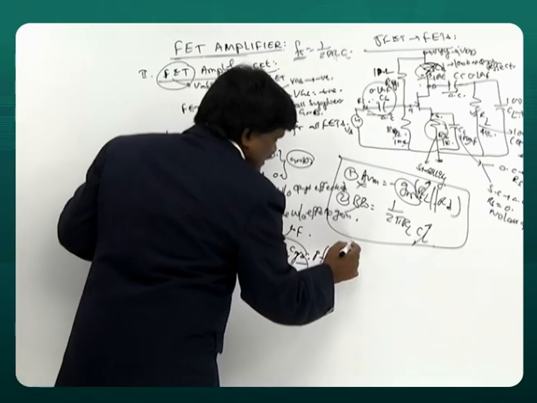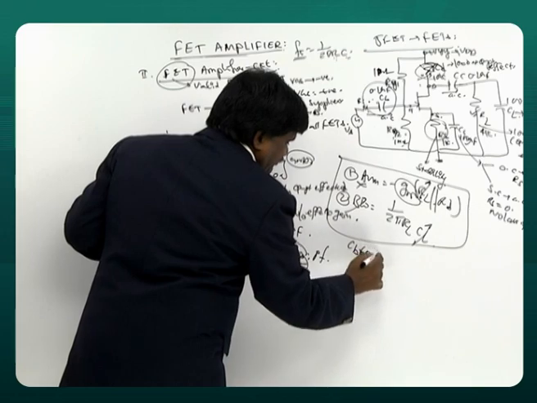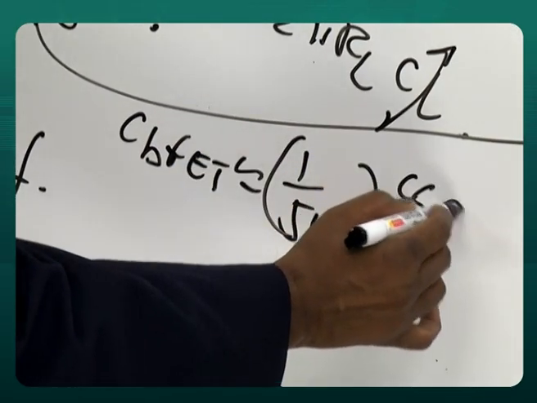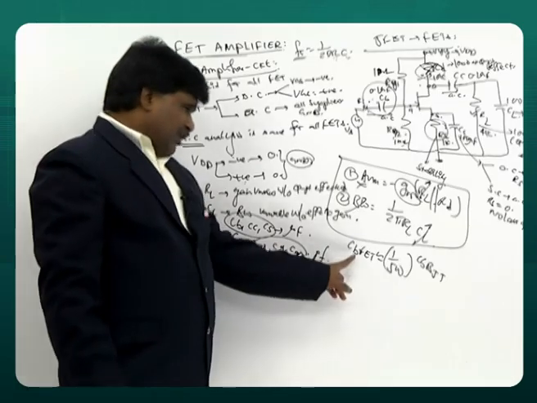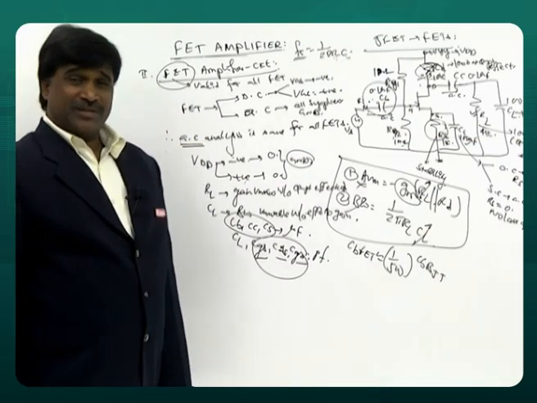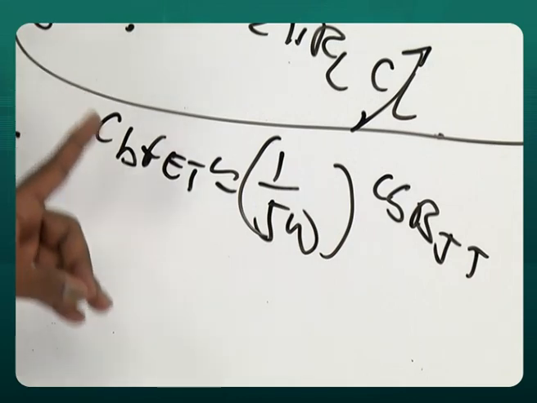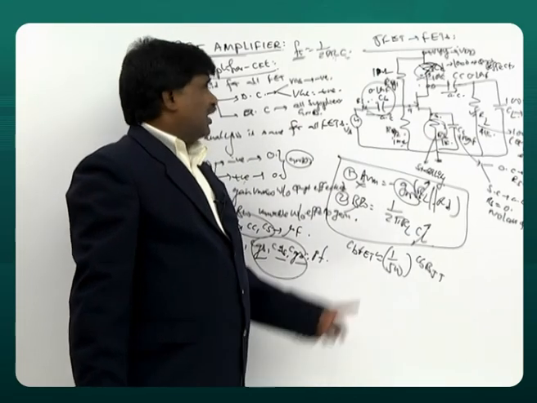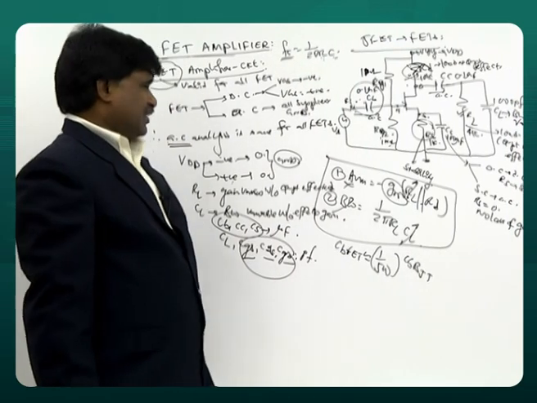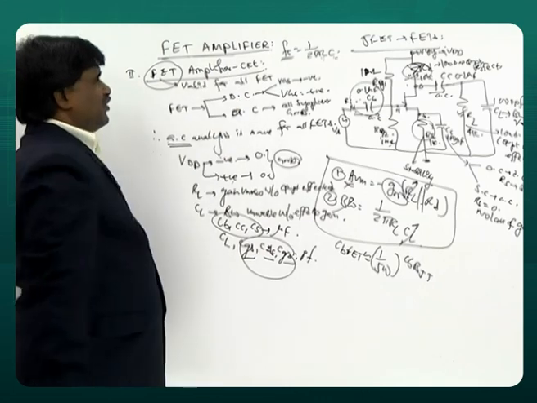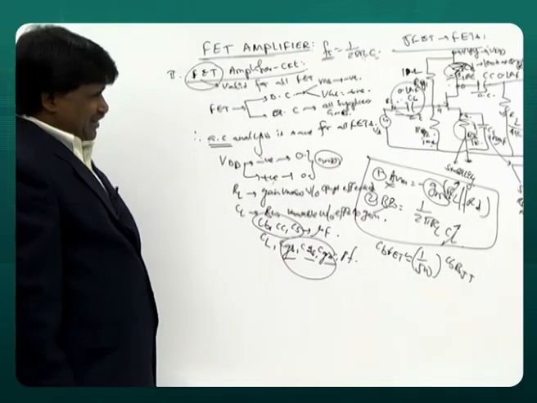In fact, CB of FET is approximately 1 by 500 times of CB of BJT. That's the meaning. That's why I am telling you this has to be a smaller value in order to have a good amount of this cutoff. So this is the explanation about my second topic called FET amplifier circuit.